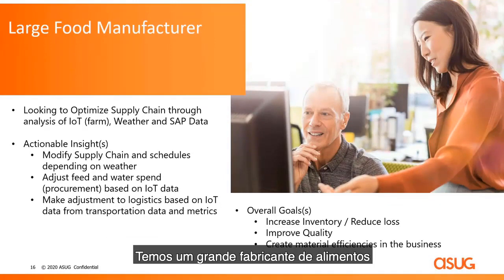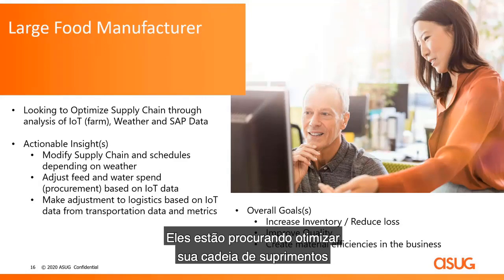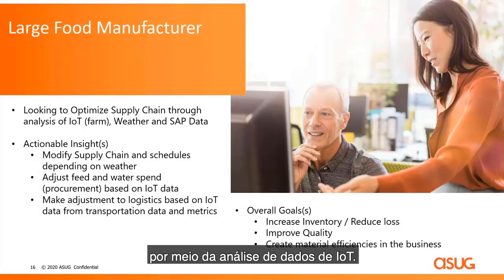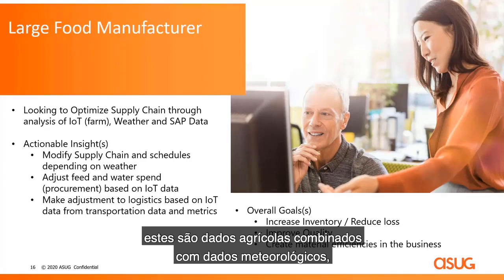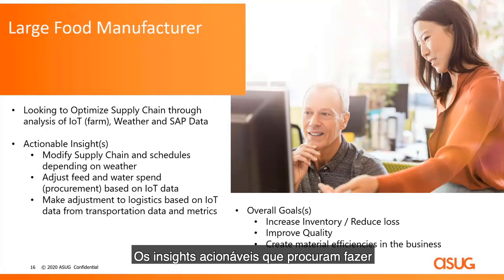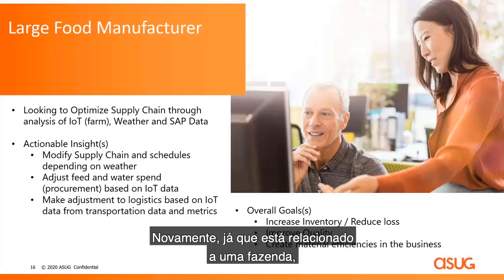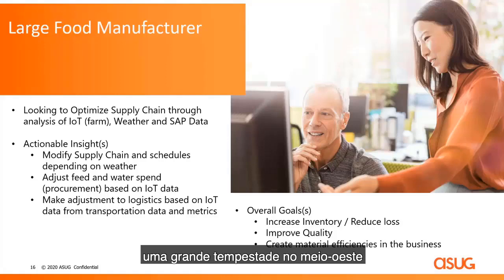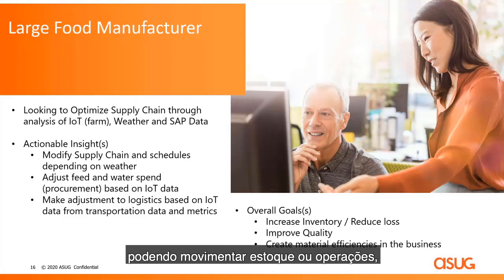We have a large food manufacturer that uses SAP and uses our data integration platform for this. What they're looking to do is optimize their supply chain through analysis of IoT data. And again, since this is a food manufacturer, that's actually farm data combined with weather data and then data from SAP. The actionable insights that they're looking to get is to modify the supply chain and schedules depending on the weather. Again, since it's farm related, a large storm over the Midwest that affects some of their farms might cause them to make some decisions in moving inventory or operations.